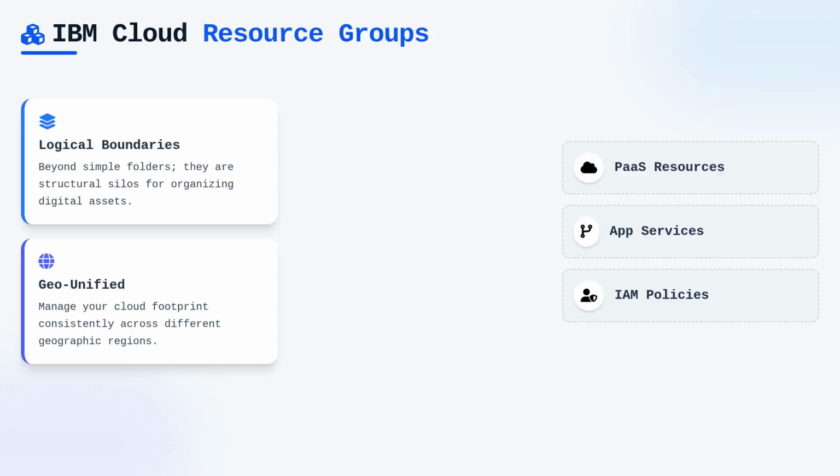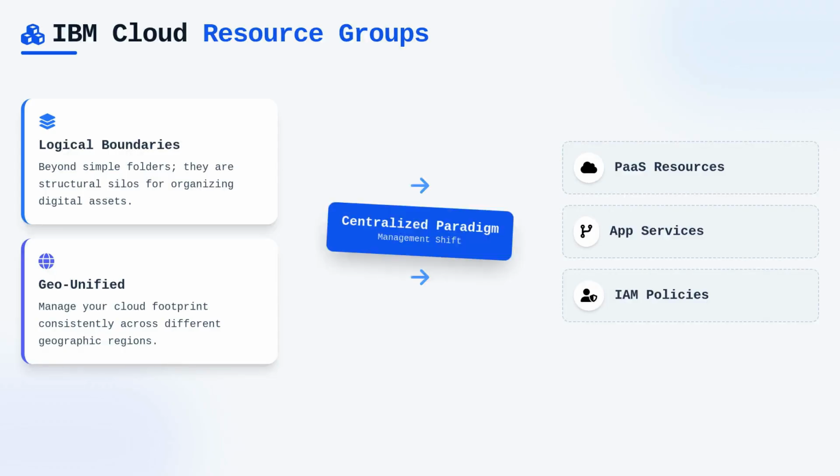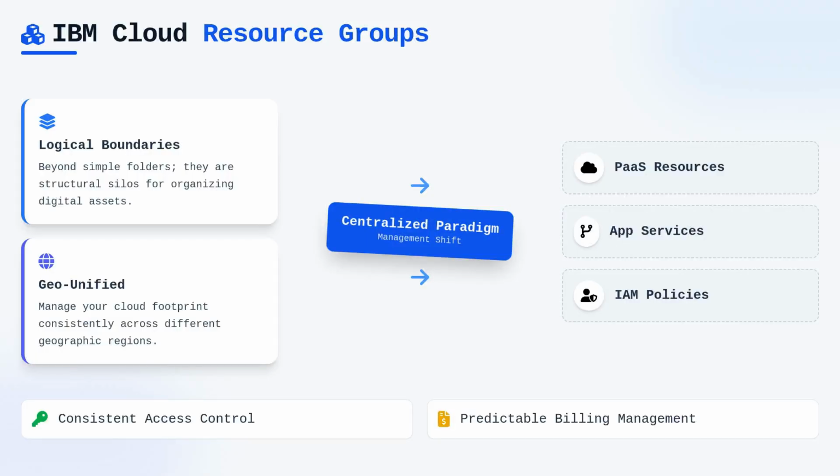When you assign resources to a group, you are effectively creating a management silo that simplifies how your team interacts with the underlying infrastructure. By transitioning to this model, you move away from fragmented management and toward a centralized paradigm where access control and billing management become consistent and predictable.